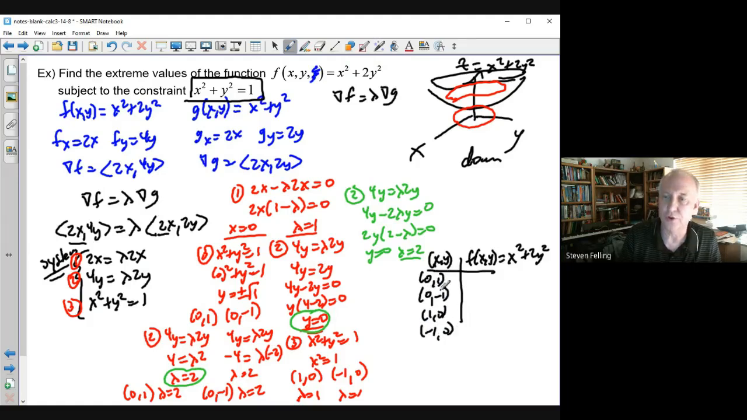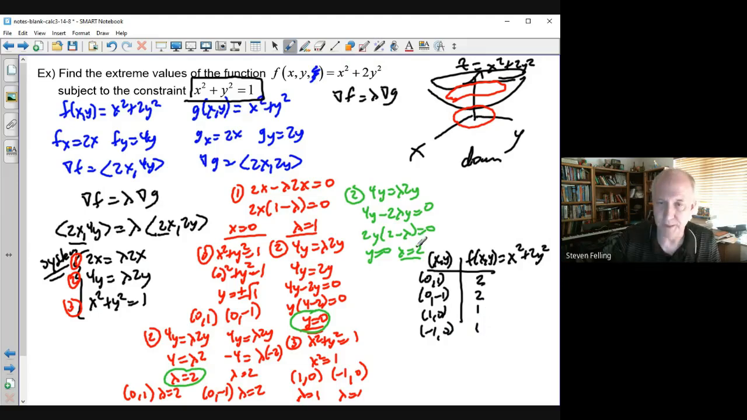We're going to plug all those values into the function we're optimizing, and I'm going to try all those in here to find out what the output value would be. So if I use 0 and 1 for x and y, that would be 2. If I put 0 and negative 1 there, I would also get 2. If I put 1, 0 in here, I would get 1. Negative 1, 0 is also 1.